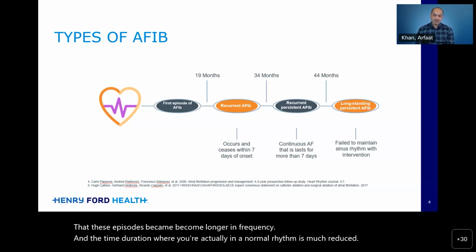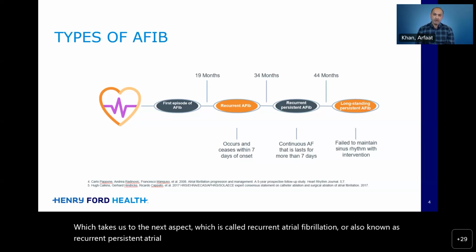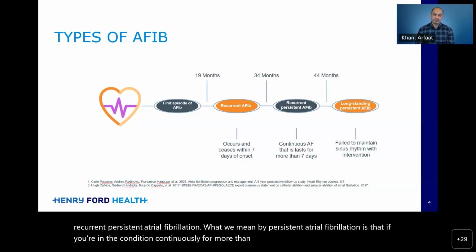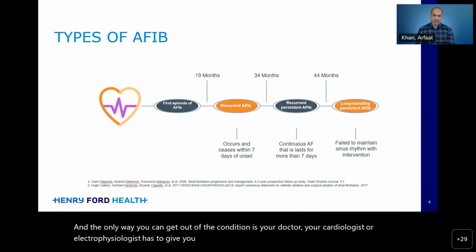Which takes us to the next aspect, which is called recurrent persistent atrial fibrillation. What we mean by persistent atrial fibrillation is that you're in the condition continuously for more than 7 days, and the only way you can get out of the condition is your doctor, your cardiologist, or your electrophysiologist has to give you either some sort of medicine or has to put you to sleep to what we call cardiovert, or convert your heart back into normal rhythm.